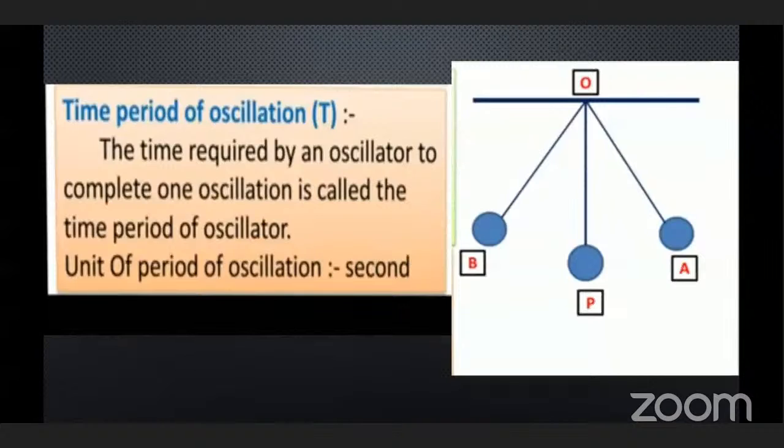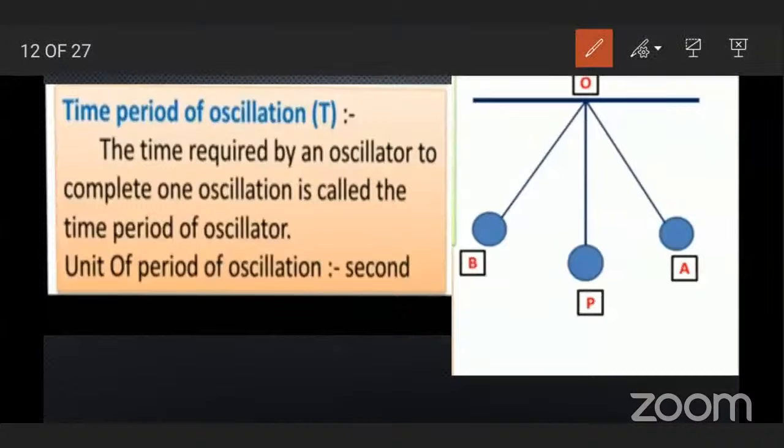The next concept is time period of oscillation. Now we know what oscillation is: the back and forth motion of an object, or the back and forth motion of a pendulum. It is called an oscillator. And the time required by an oscillator to complete one oscillation is called the time period of oscillation.